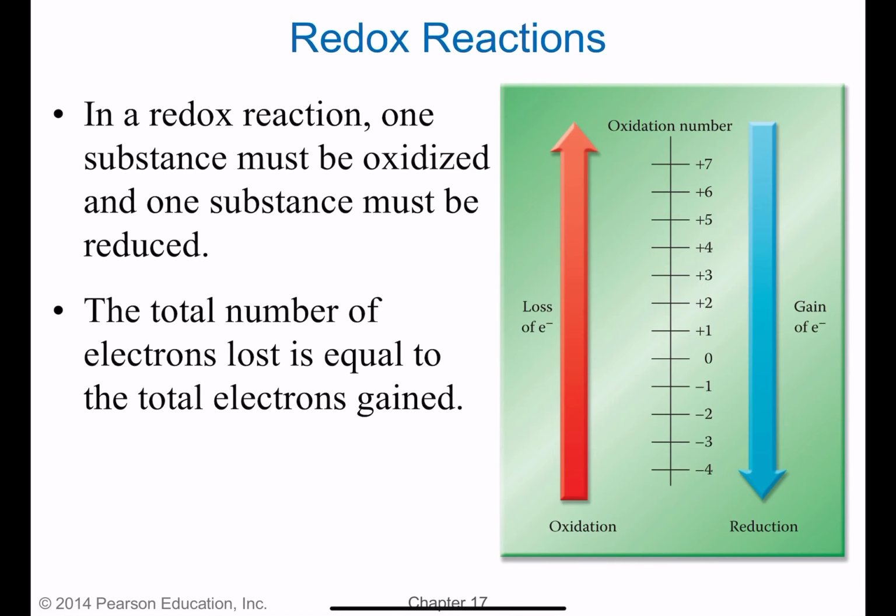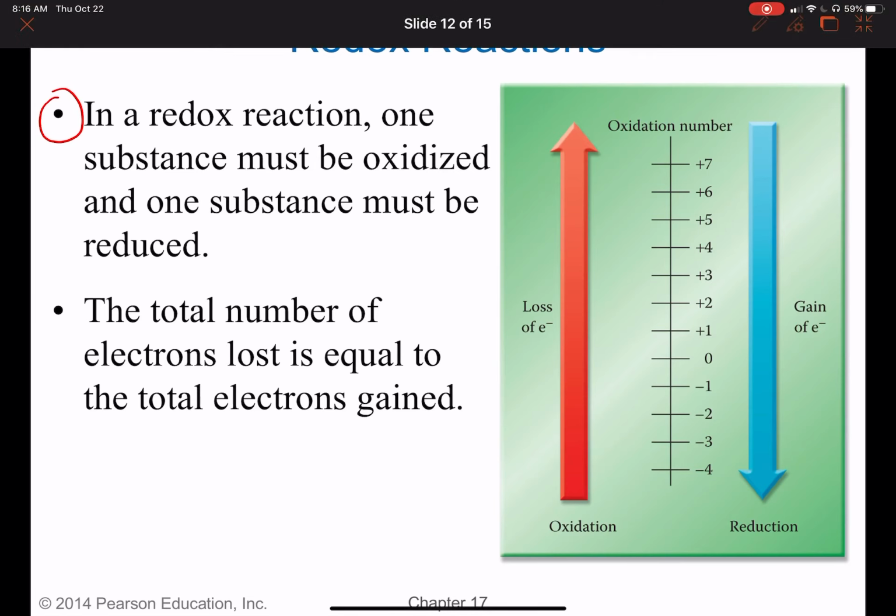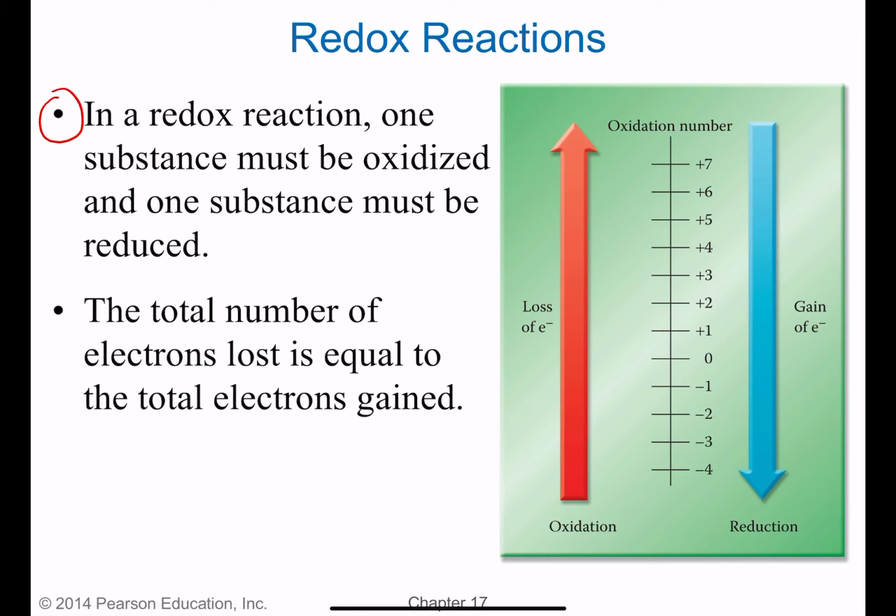So in a redox reaction, this is an important concept: you always have something being oxidized and something being reduced. You can never ever have just one thing being oxidized and nothing else in the reaction being reduced. If something is losing electrons, something else must be gaining them. And then the total number of the electrons lost must equal the total number gained. And this will get into balancing redox reactions, which we're not going to talk about yet. We'll talk about it later in the course, however.